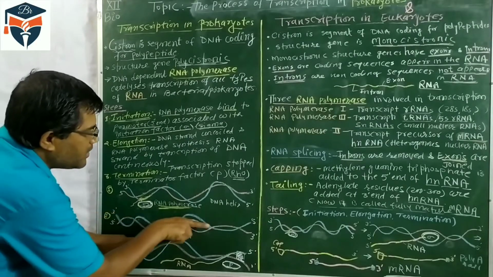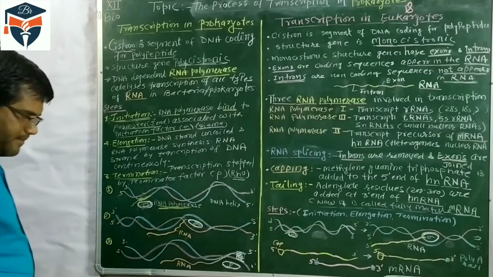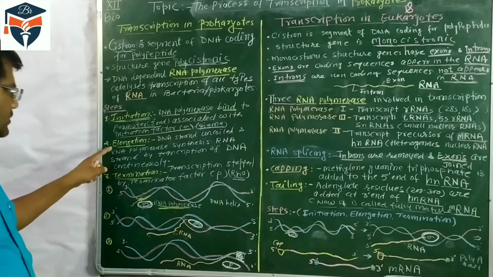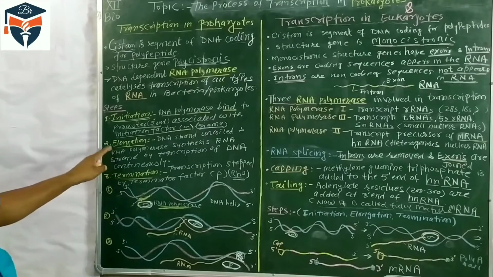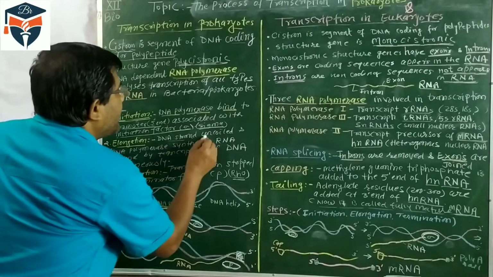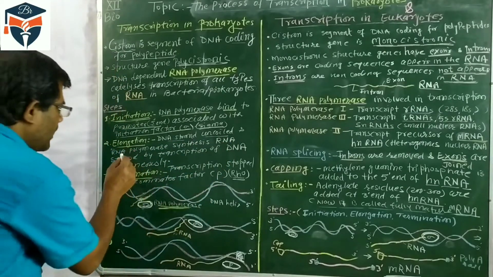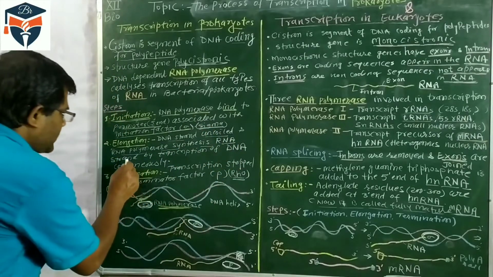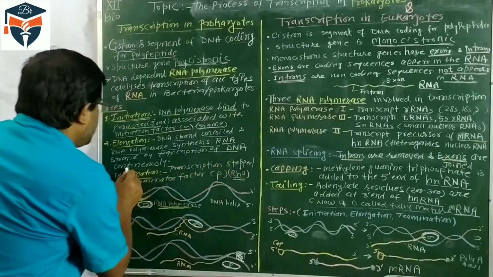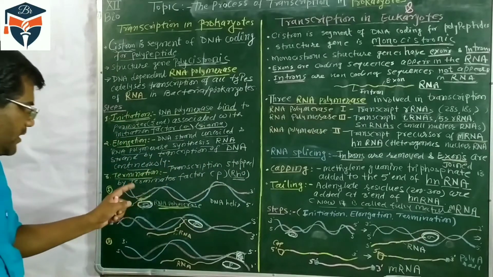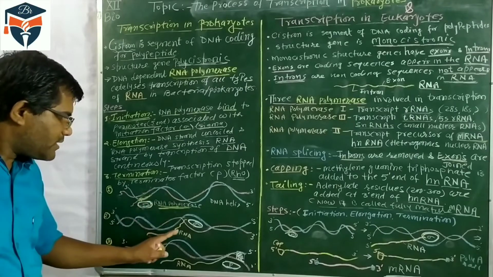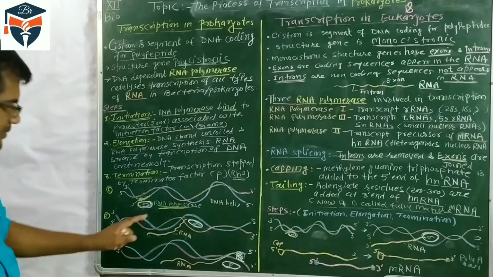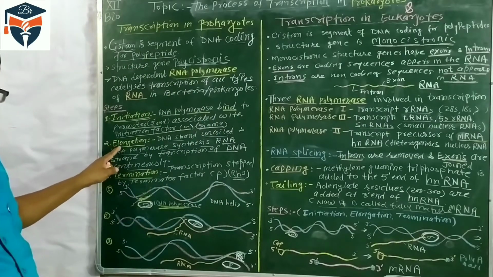Throughout the DNA molecule, this polymerase enzyme transcribes the DNA to RNA. So this process is called elongation. What is elongation? The DNA strand is uncoiled and RNA polymerase synthesizes the RNA strand by the transcription of the DNA. So out of 2 strands of DNA, one DNA strand is transcribed to RNA, and this occurs throughout the DNA molecule. This process is called elongation.